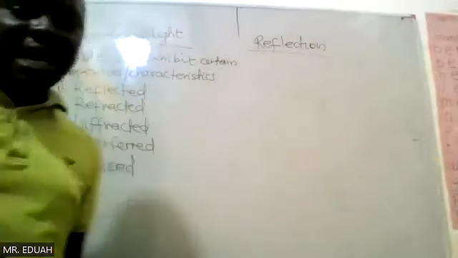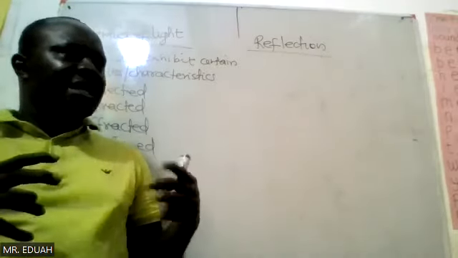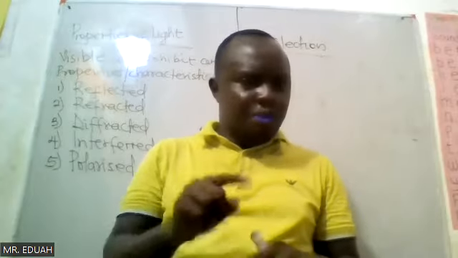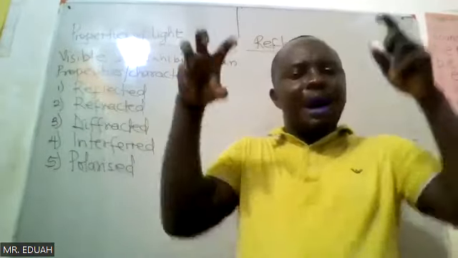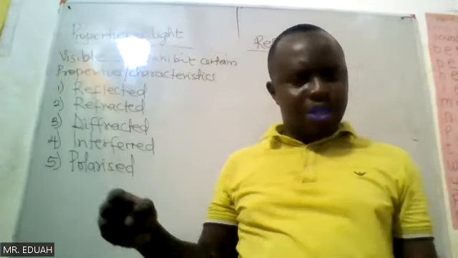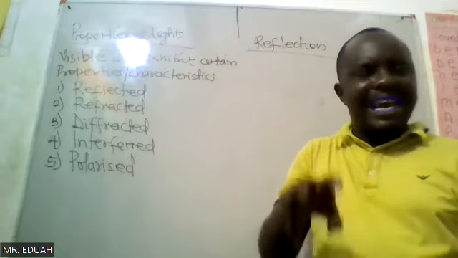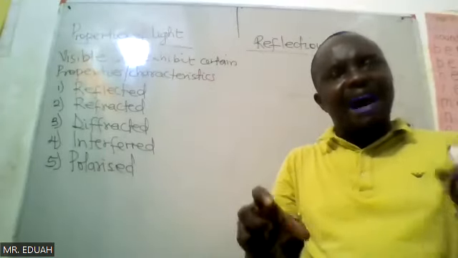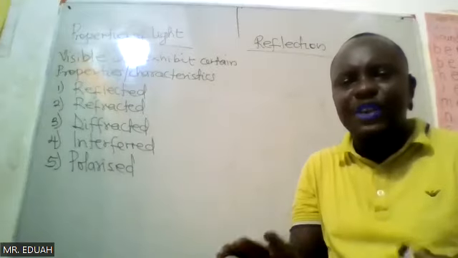So the bouncing of light from a surface, as a result of the light encountering a smooth, not necessarily a smooth, even if the surface is not smooth, there will be some extent of reflection. The only thing is that it wouldn't be much. So the bouncing of light off a surface is what we term as reflection. Okay, a rough surface does it, but a smooth surface does it better. So if you want incident light to have a greater percentage of it reflected, then the condition is that you must make the surface so smooth.